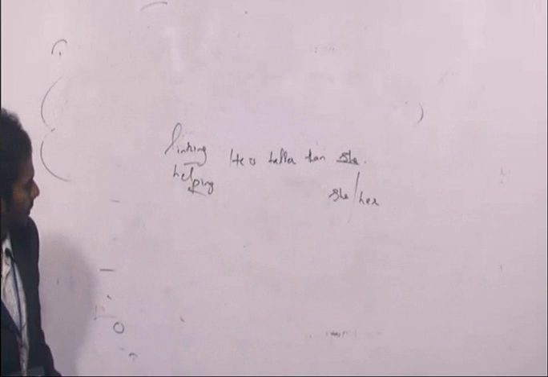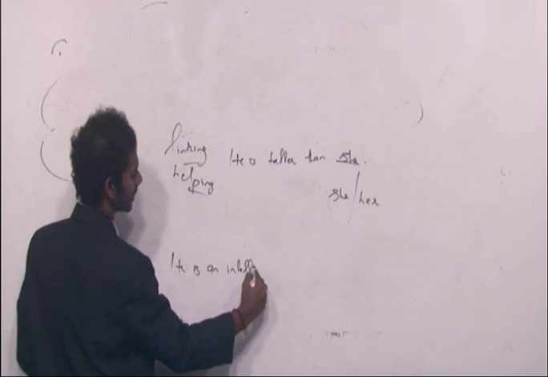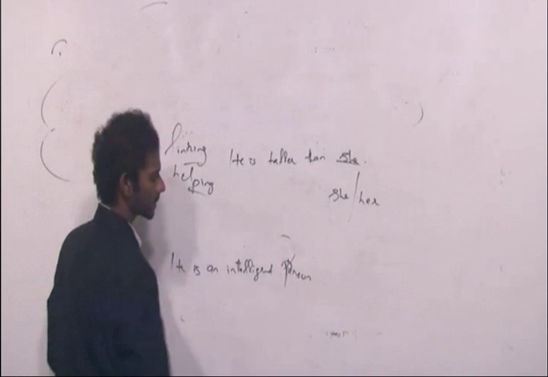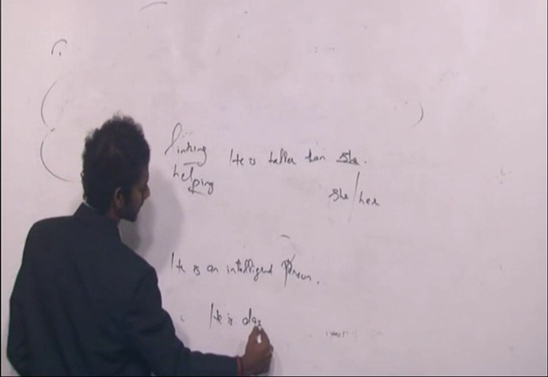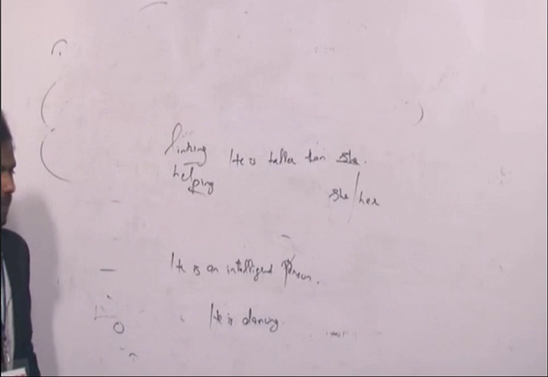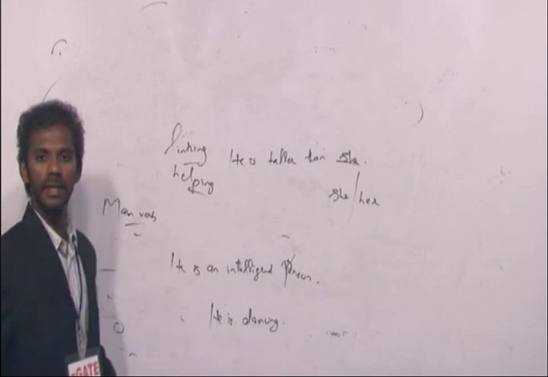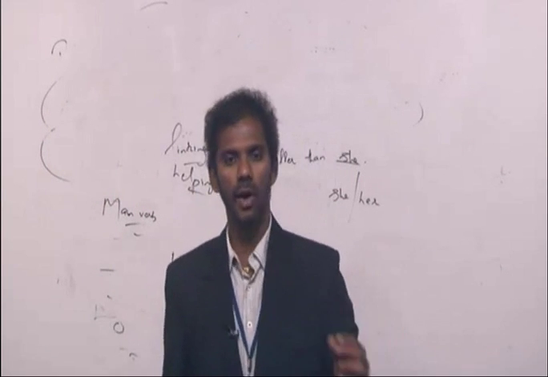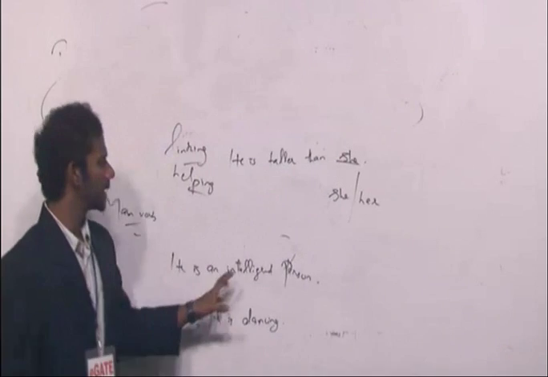I write two sentences. He is an intelligent person. He is dancing. He is an intelligent person and he is dancing. Clear? You know what a main verb is. I told you, any action can be termed as a main verb: singing, dancing, playing, fighting, running, jumping, teaching, learning. All actions can be termed as main verbs. Clear? Fine.